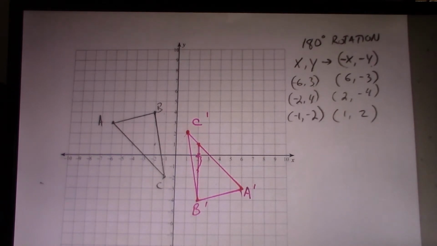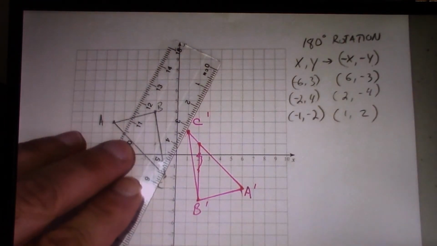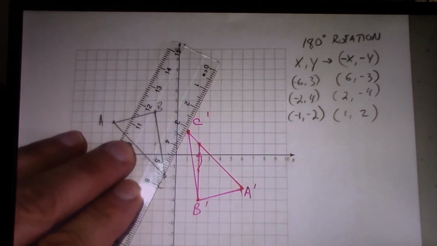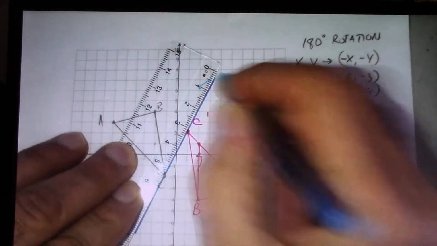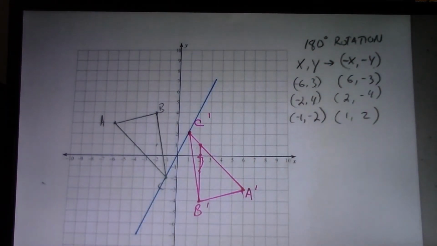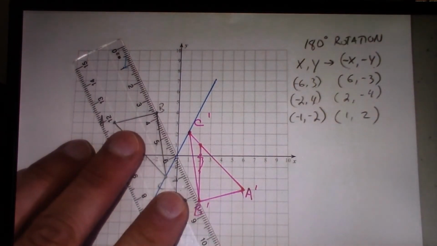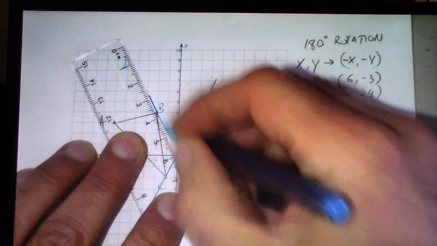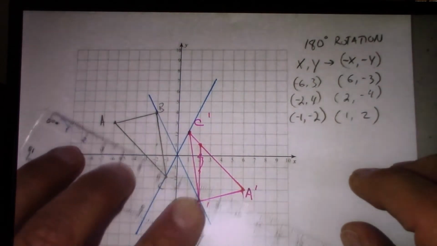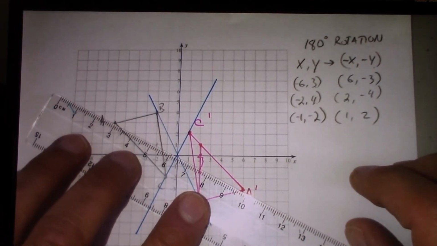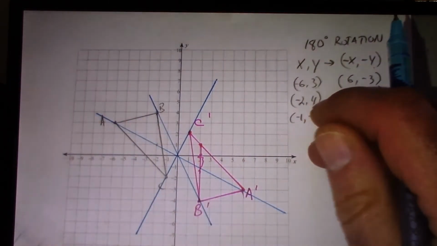So point C and C prime through the origin, and what do I get? A straight line. Pretty cool, huh? B and B prime through the origin. What do I get? A straight line. A and A prime through the origin.